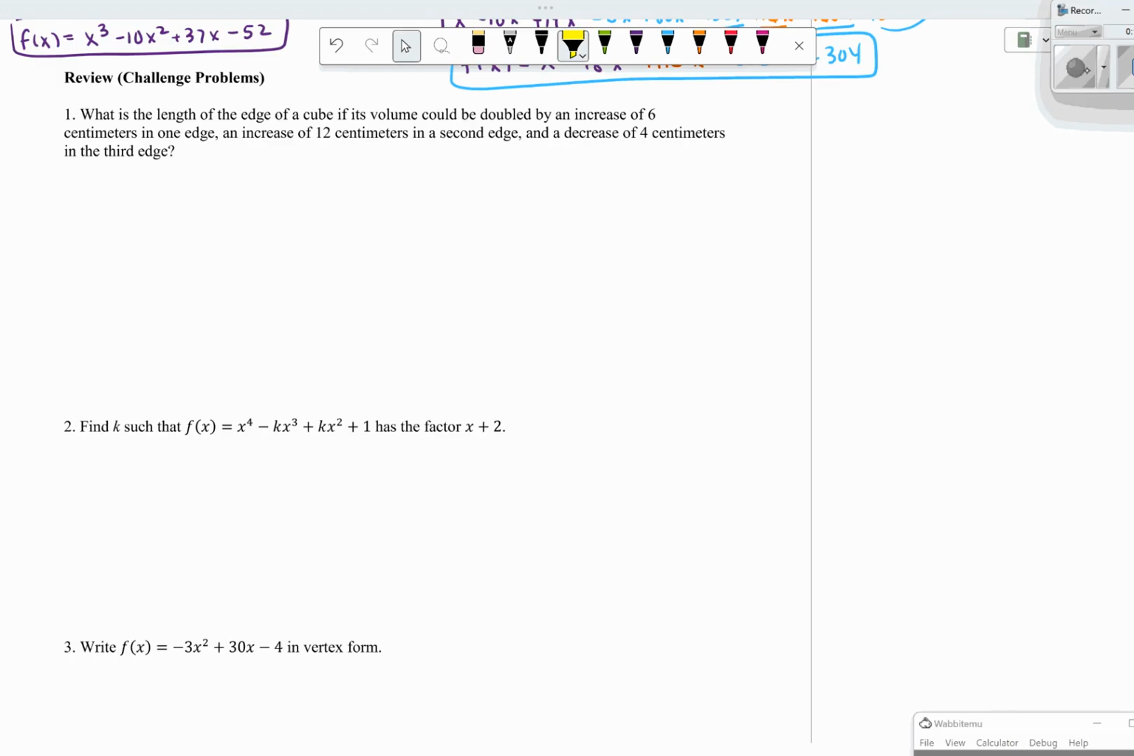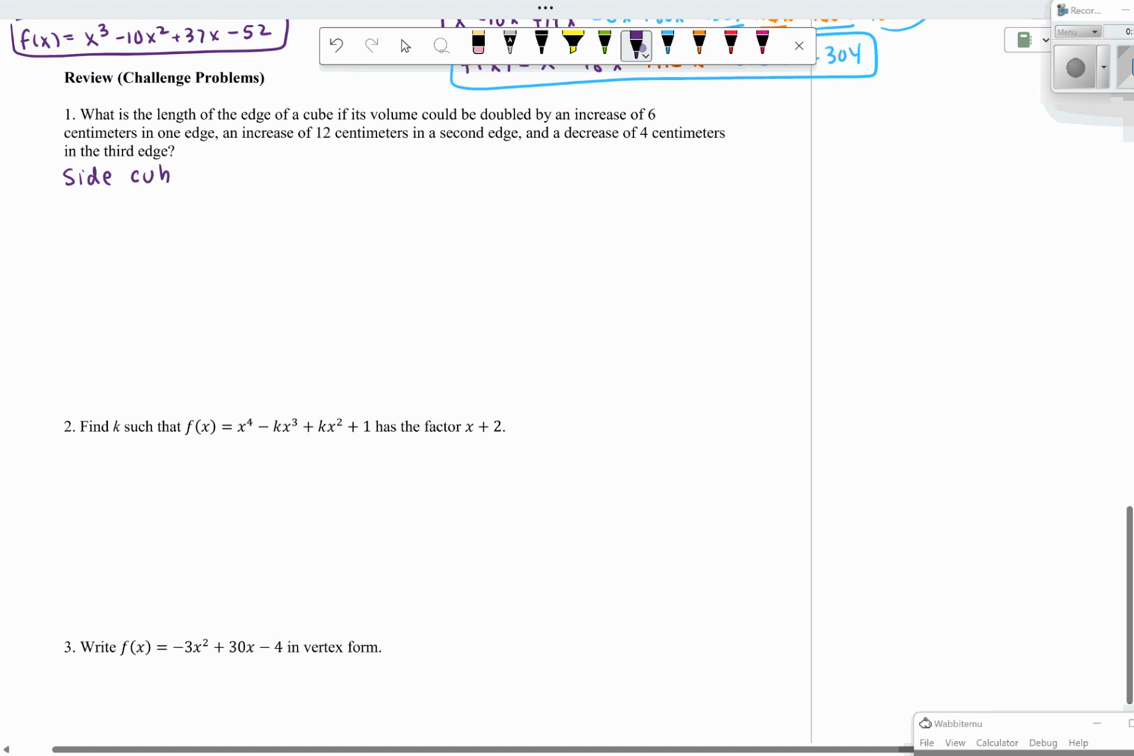All right, for this next problem, it says, what is the length of the edge of a cube if its volume could be doubled by an increase of 6 centimeters on one edge, 12 centimeters on the second edge, and a decrease of 4 centimeters on the third edge? So remember, the side of the cube right now is just x, and the volume is length times width times height. So if it's cubed, it would just be x cubed.